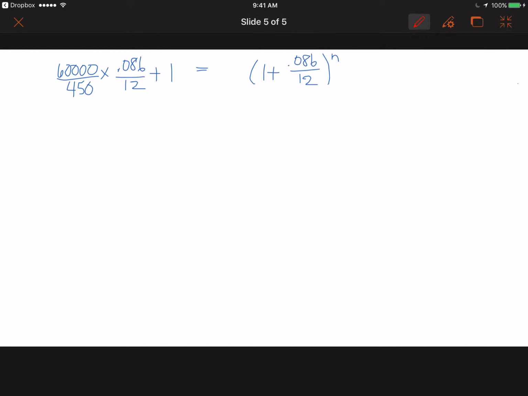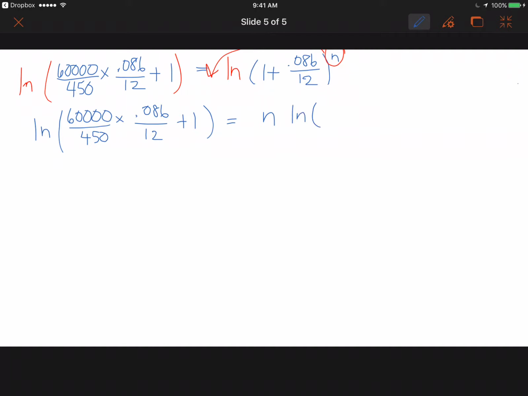Okay, so now we're in a good place because we've got the thing with the n by itself on the right. Now n is in the exponent, so we need to use a tool to pull it down from the exponent, and the tool we want to use is the natural log. So I'm going to take the natural log on both sides, right? And that's going to let me pull this n down front. So now I have natural log of 60,000 divided by 450 times 0.086 over 12 plus 1 equals n times the natural log of 1 plus 0.086 over 12.